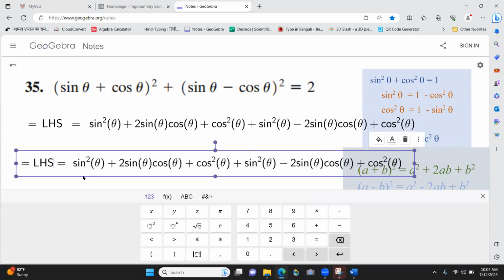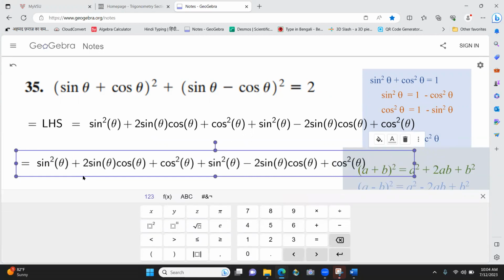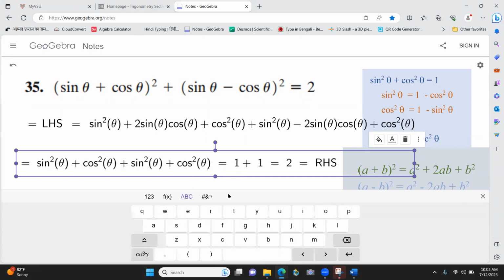That's exactly what I'm gonna do. I'm gonna say, okay, plus 2 sine theta cosine theta is gone. And minus 2 sine theta cosine theta is gone with it. Now, things are very nice, guys. Very nice. Using the first trig identity, the blue one right here, sine squared theta plus cosine squared theta is 1. Using the same formula again on the next part, we get another 1. 1 plus 1 is 2. That's the right-hand side. Done. We proved it.